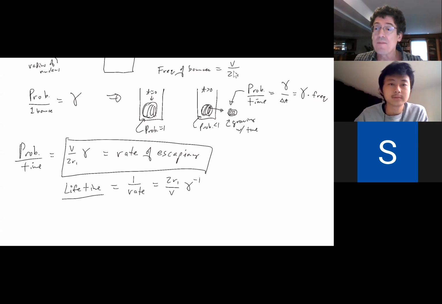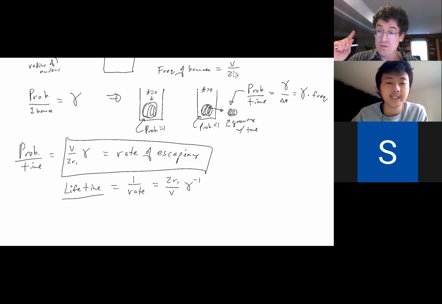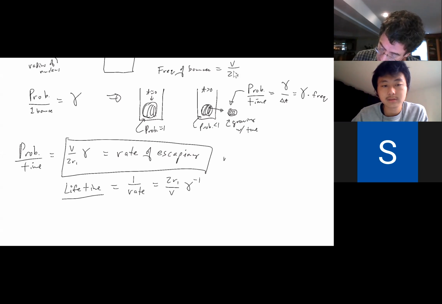So I guess, what does lifetime really mean in this sense then? Is it just like a measure of the rate? Yeah, because the rate is equal to probability per time.